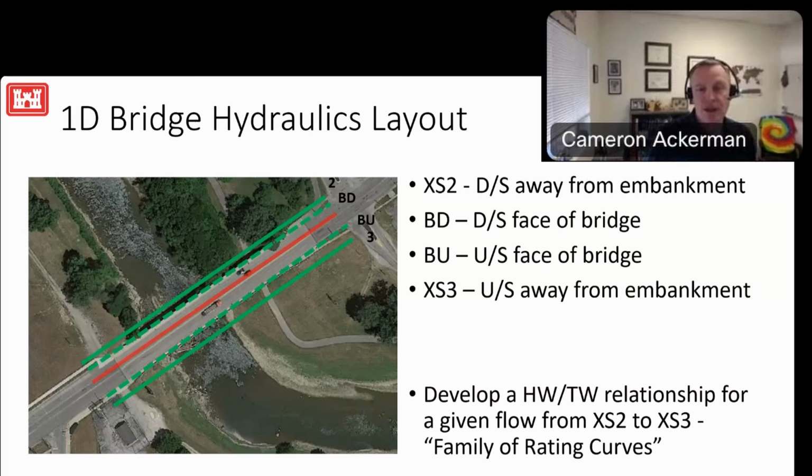We then would develop a set of hydraulic tables or rating curves to develop a headwater tailwater relationship from the tailwater cross-section 2 up through BD through BU up to cross-section 3, and develop that head loss set of curves. And we refer to those as a family of curves. So when we talk about this bridge modeling approach, some of us use the term simplified modeling, but in the interface you'll see 1D family of rating curves.